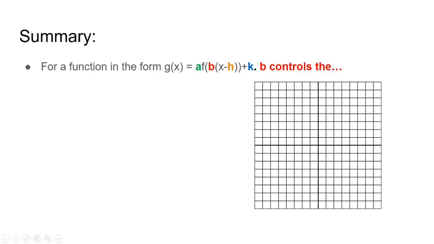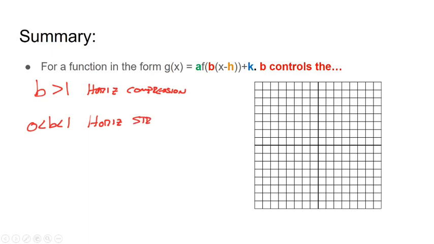So if we have a b value that is greater than 1, that's going to create a horizontal compression. It's going to look like a squeeze. If we have that fraction, that's going to create our horizontal stretch. It's like we're pulling it from the sides and making it wider.